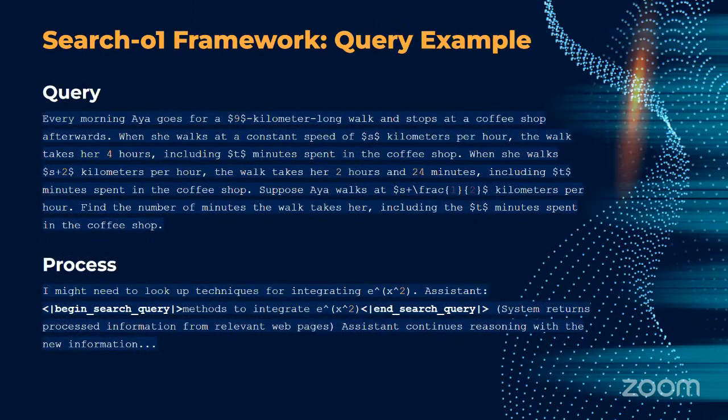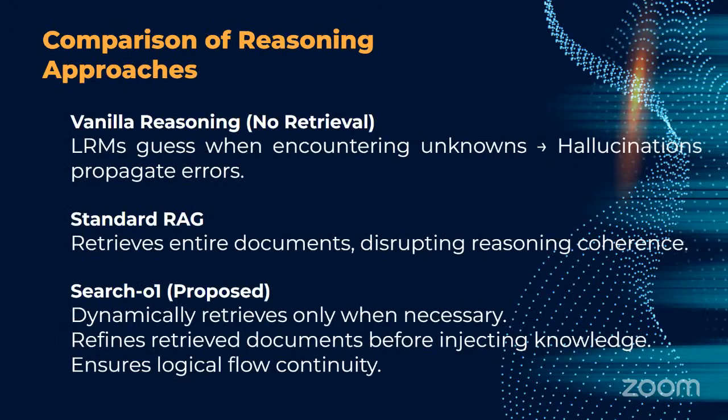So this is an example. It's a math problem where we're asking the model to solve this problem, and the problem involves integrating e to the power of x squared. Assuming the model does not know how to do this integration, it then has to get methods of integrating e to the power of x squared. In this way, it produces a better result instead of failing woefully at this maths problem.